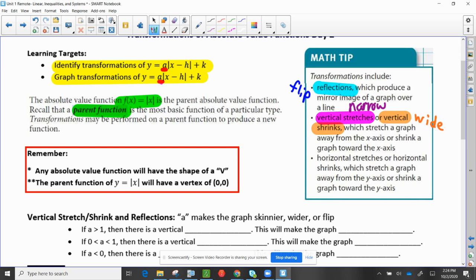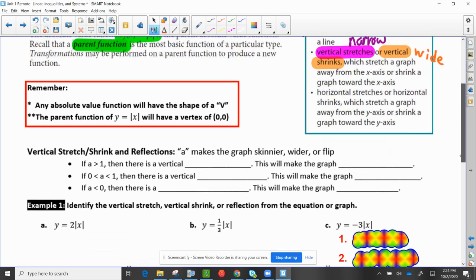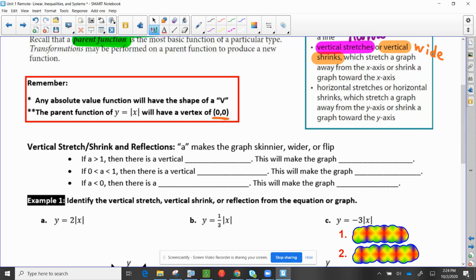Okay. So let's just recall that the parent function always starts at the origin, 0, 0. And all of these graphs have that V shape to them. Okay. So now let's look at what happens when we change that coefficient in front. So I'm just going to write the general form here so we can talk about it. So what we're talking about today is what happens when I change this A value. Okay. So A makes the graph skinnier, wider, or it's going to flip it. Okay. So whatever number's in front of there, that's how that affects the graph.